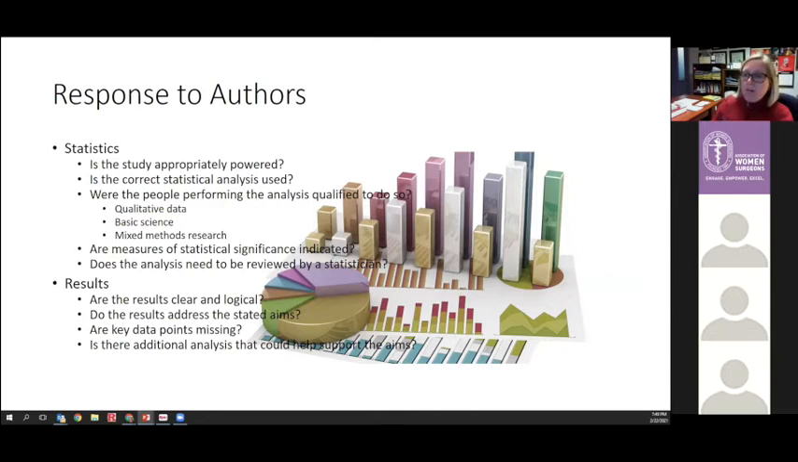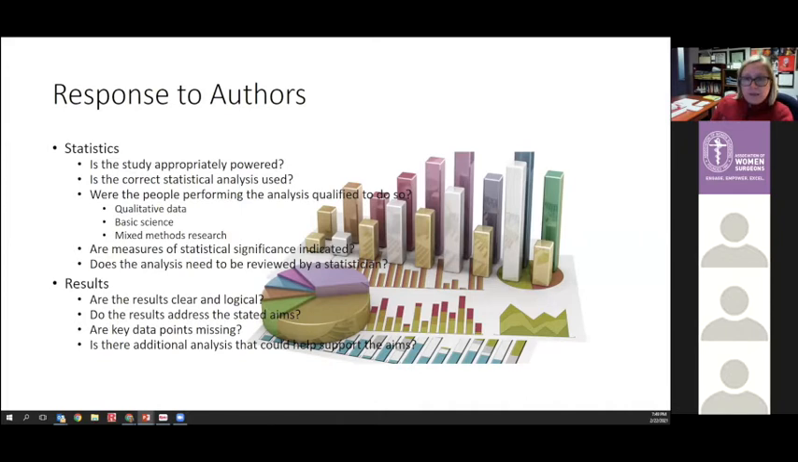Are the measures of statistical significance indicated? That should be fairly easy. And does the analysis need to be reviewed by a statistician? Most journals will offer that, or actually offer it as a question: do you think this paper would benefit from review by a statistician?